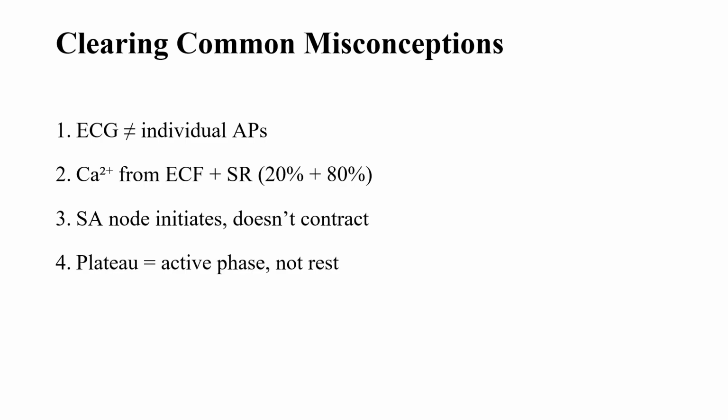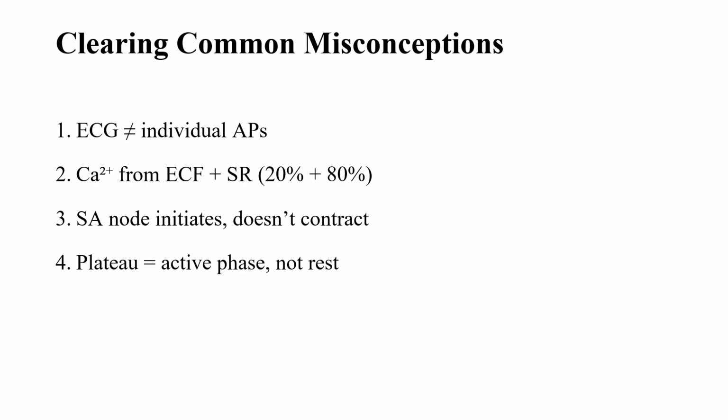Before we wrap up this topic, let's clear up some common misconceptions that often trip students up in exams and vivas. These points may look simple, but they separate rote learning from real understanding. 1. ECG versus individual action potentials. The ECG does not record the electrical activity of one cell.